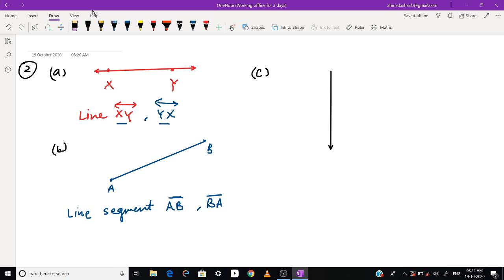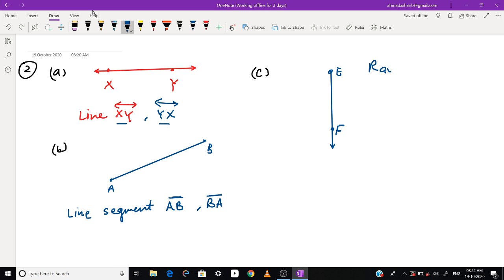this one. Okay, you have to draw all these figures in your copy. So this is point E and this is point F. So what is this? Is it a line, a line segment or a ray? So this is a ray.